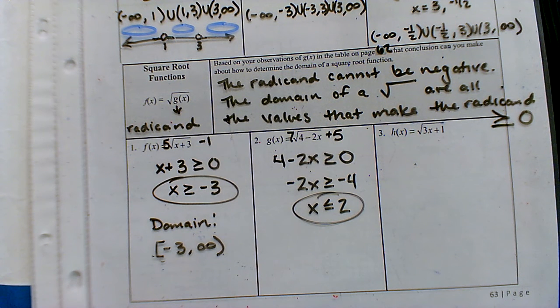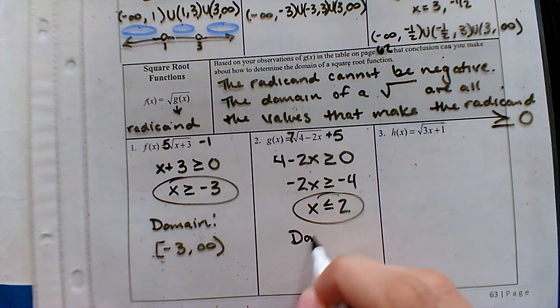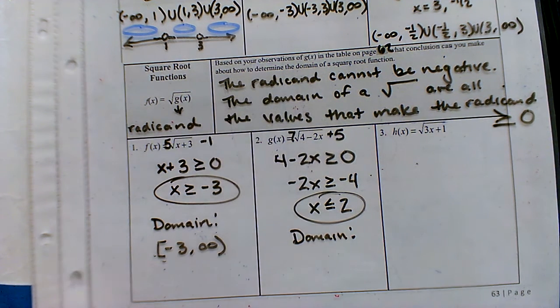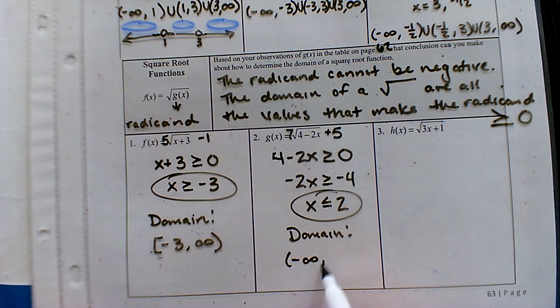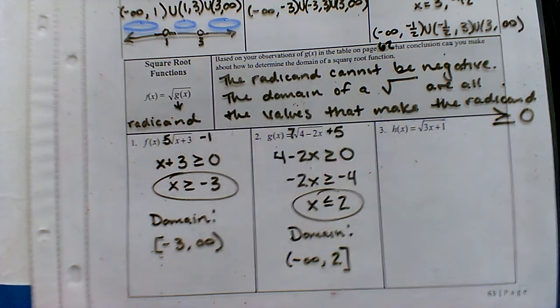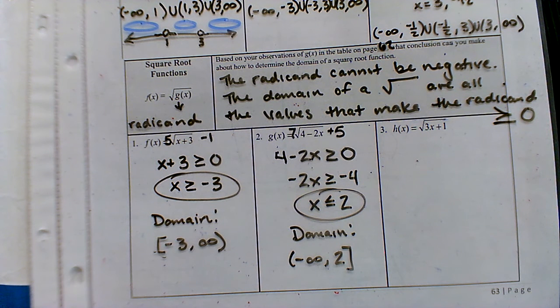We can pick any x value we want to plug in as long as it's less than or equal to 2. So in terms of our intervals, brackets or parentheses, what might our domain look like? You can pick anything you want as long as it's less than or equal to 2. Negative infinity to 2, and 2 would have a bracket because we could equal 2. We have that bar.